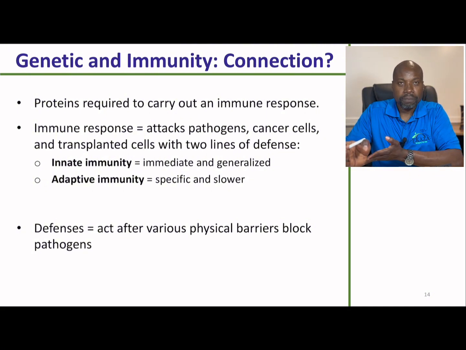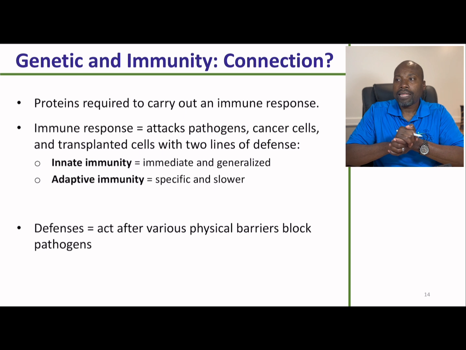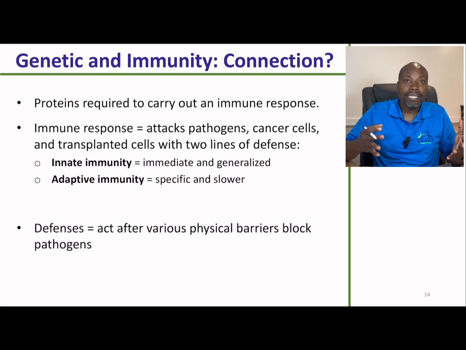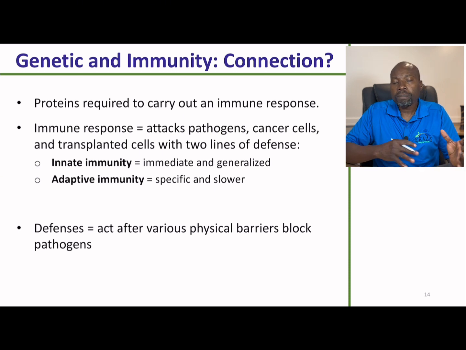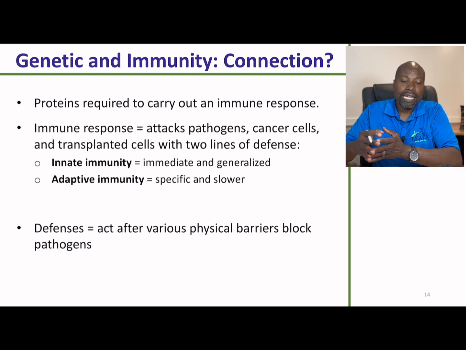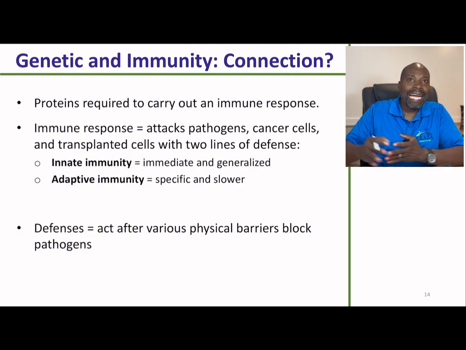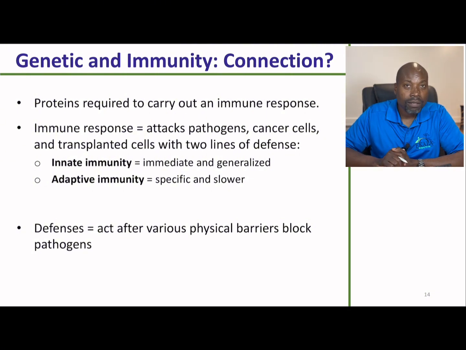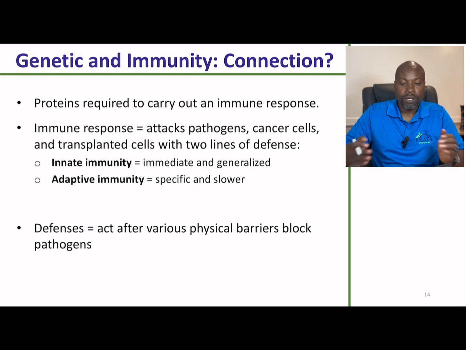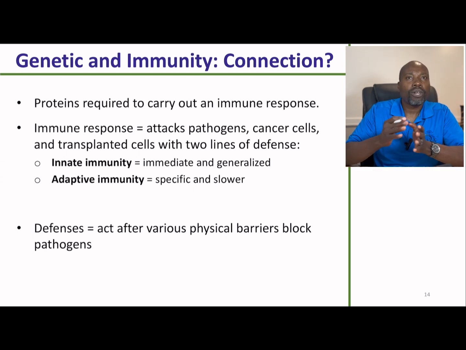Into proteins. And the proteins are the ones that are going to make up the major histocompatibility complex. The proteins are the ones that are going to make up antibodies. The proteins will make up the complements that we find in the plasma. So needless to say, all the proteins that are involved in immunity boil down to what genes one has, right? So there is that connection.